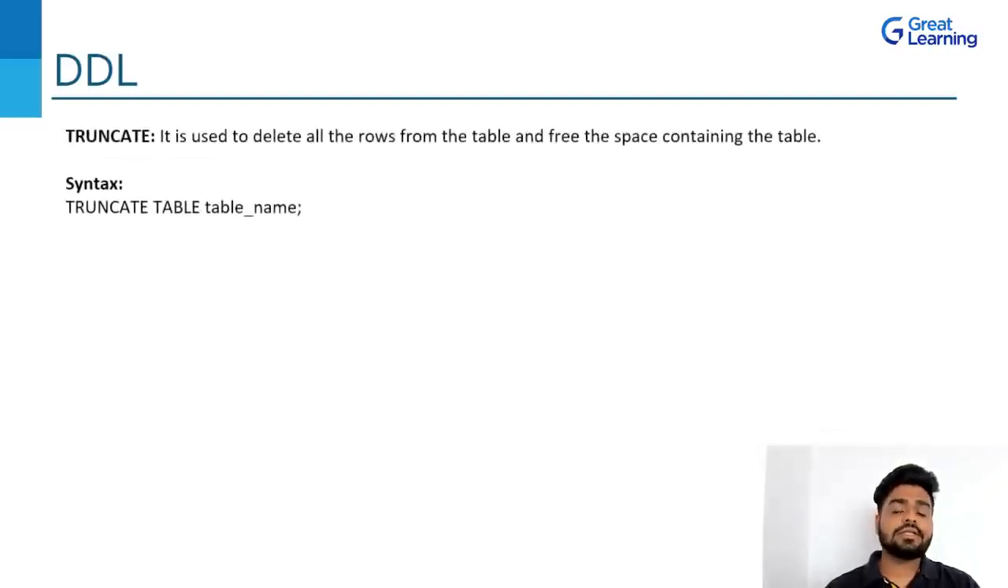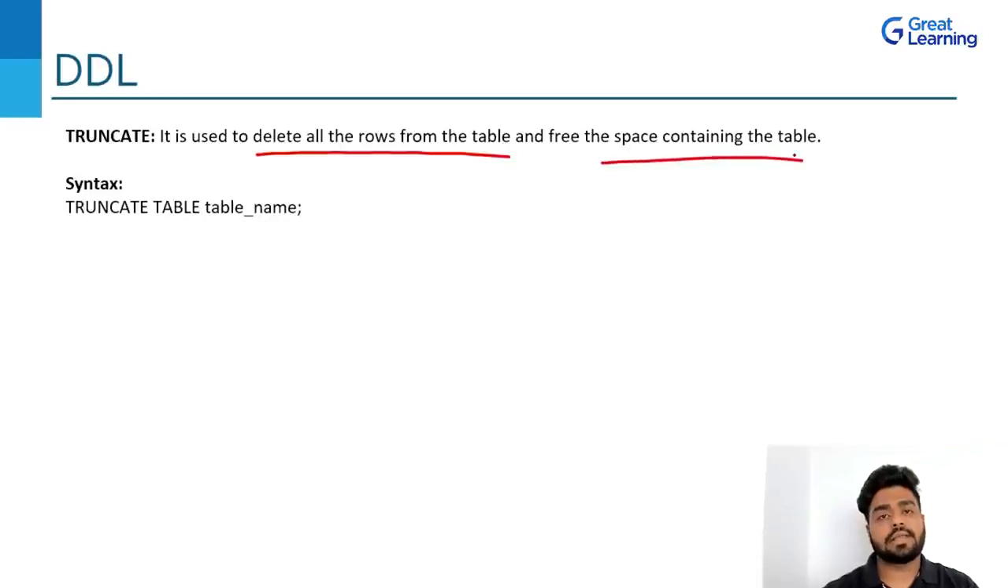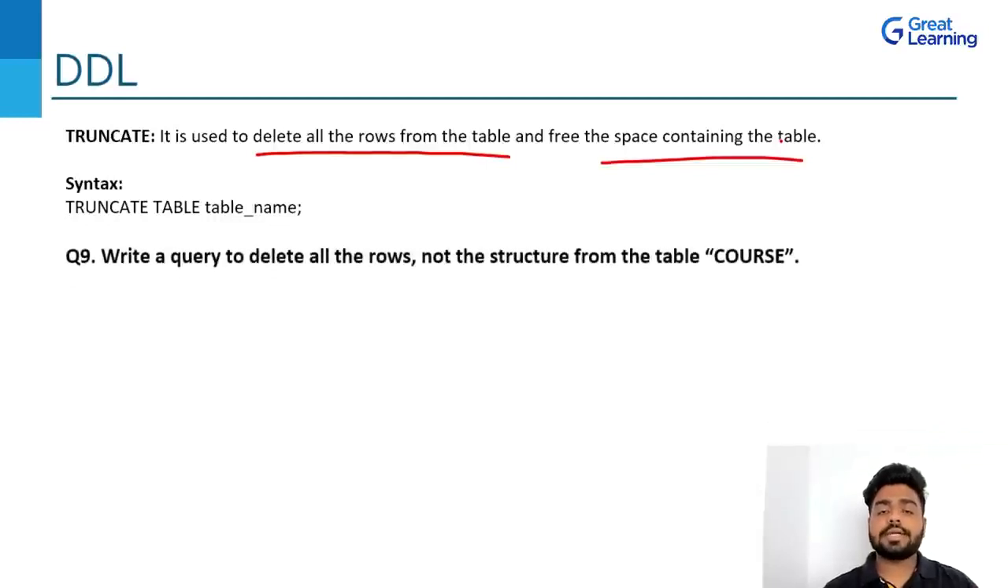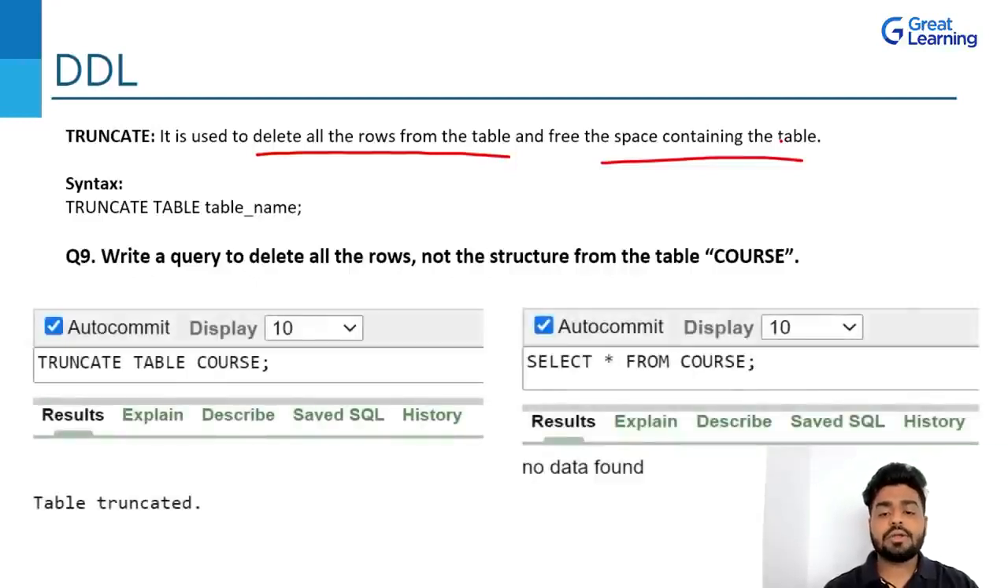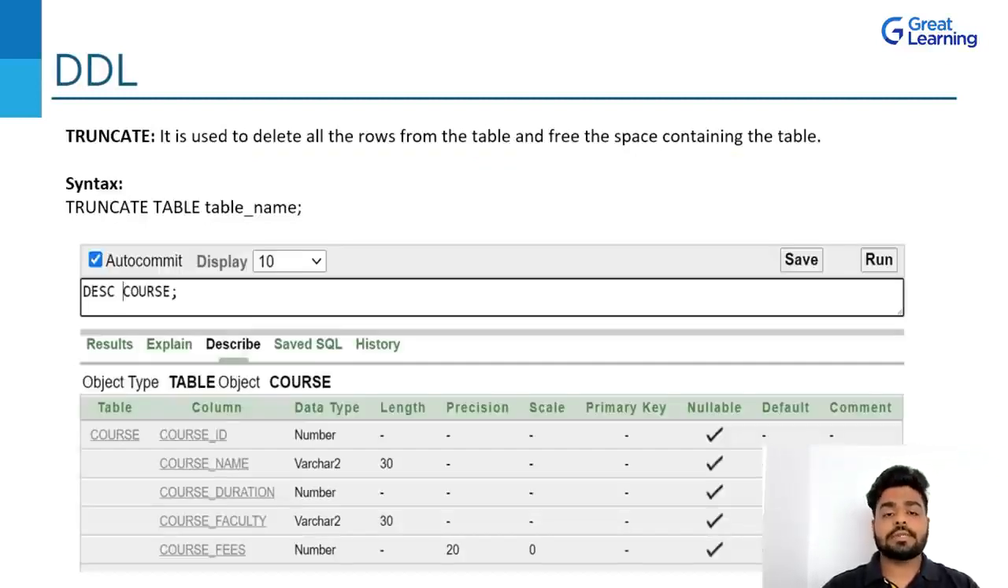Okay. The next one, the last particular command is truncate. Let's see how it is different from drop. It is used to delete all the rows from the table and free the space containing the table. But for structure, there is nothing written here. So if I want to write a query to delete all the rows and not the structure, then we have to use truncate. So no data is found, but it is not saying the table doesn't exist. It is just saying that data is not there. Now, once I want to see the description of this particular table, what is happening?